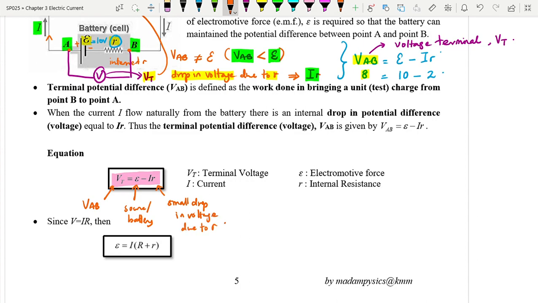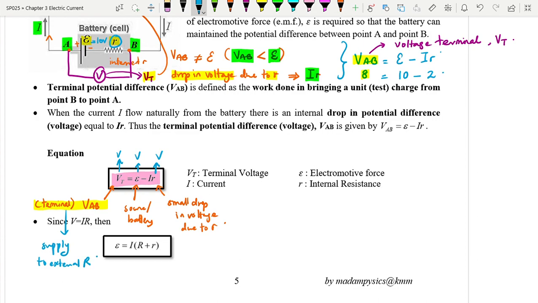So kita boleh fahamlah yang mana V terminal. Okay, so kita boleh kata ini adalah terminal of the battery. Kemudian kita ada voltage source, which is EMF, dan small drop in voltage. Okay, dan semua unit ini adalah voltan. Ini adalah volt, ini adalah volt, dan ini pun adalah volt, iaitu current darab dengan resistance. Okay, so kita boleh expand formula ni. Fokus kepada V terminal dekat sini adalah V yang kita akan supply to external R.